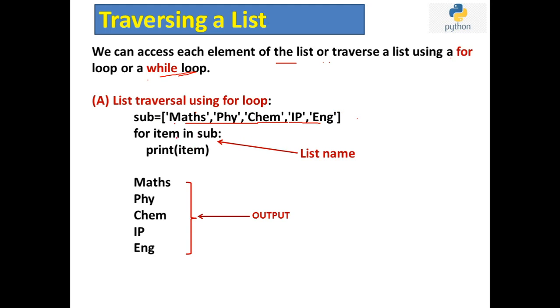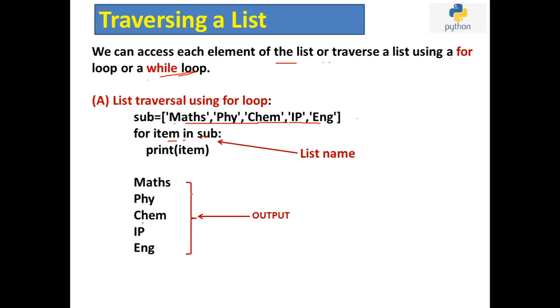Now I am printing all the elements. I am writing for item in sub. That means item is picking elements one by one from the list. First time item is maths, then physics, then chemistry, then IP, then English, then the for loop ends, and in this way it prints maths, physics, chemistry, IP, English.